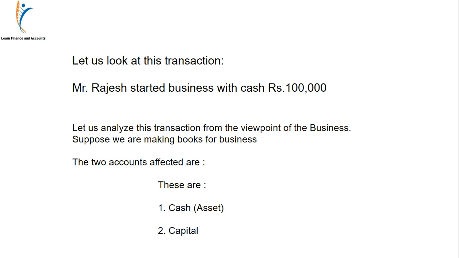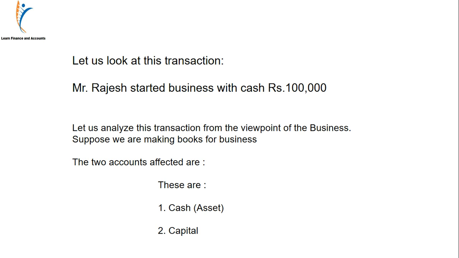The first account that we have identified is cash. Cash is an asset. Whatever the company has is its asset. If it is having cash, then cash is an asset. And the second account: business is started with cash of rupees 1 lakh. When a venture starts, the money put into that venture is the capital for the business. So the second account is the capital account. First account is cash account and second account is capital account.